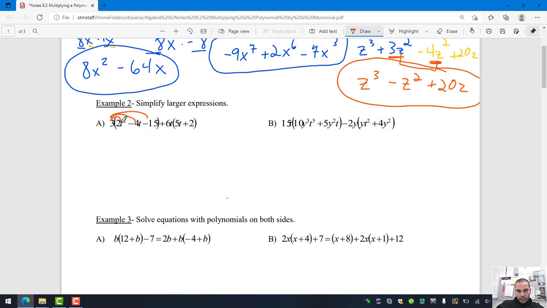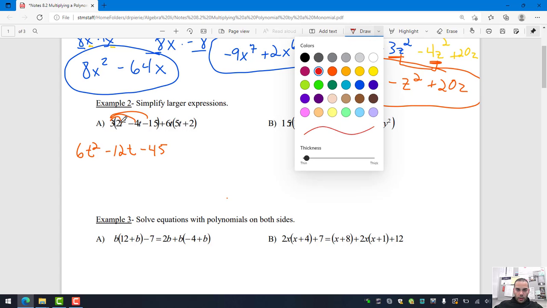Okay, so the first piece I see here is 3 times 2t squared. 3 times 2 is 6, and then I have the t squared at the end. If I keep going, I've got 3 times -4t. 3 times -4 is -12, and I attach the t at the end. And the last piece I see here is 3 times -15. If you use the calculator, you should get -45. Okay, so that's the first piece.